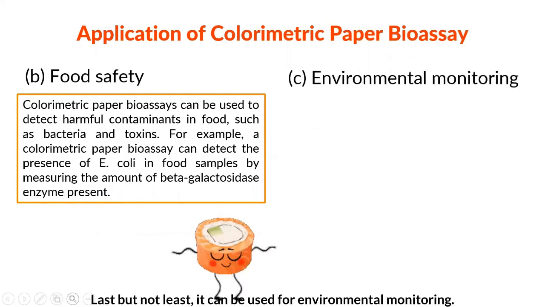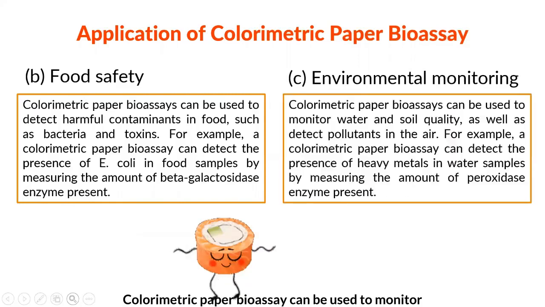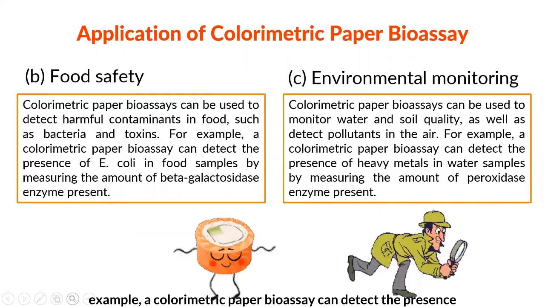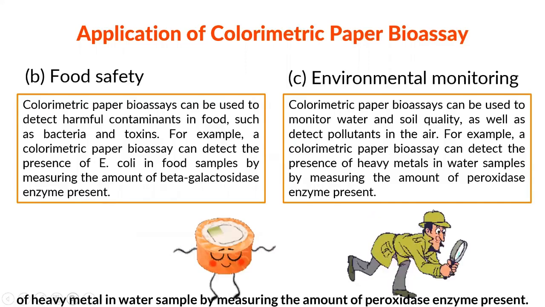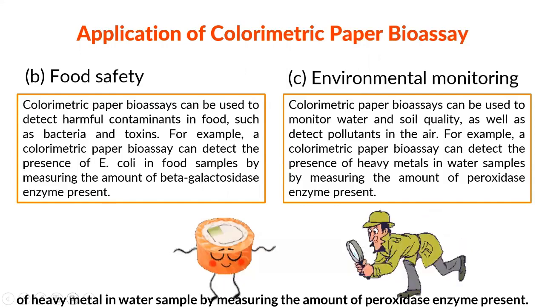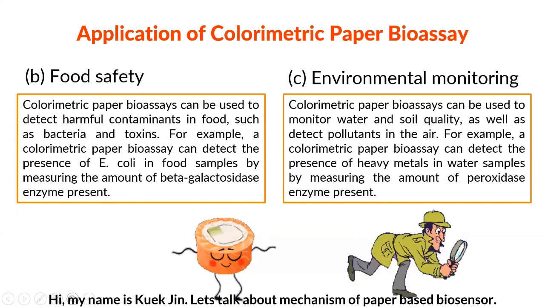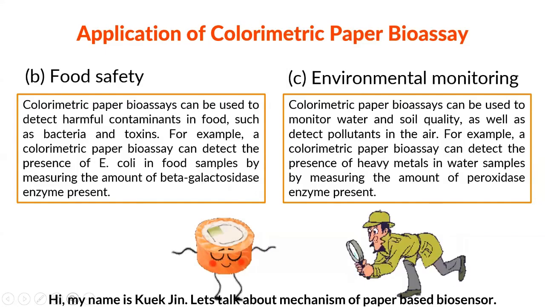Last but not least, it can be used for environmental monitoring. Colorimetric paper bioassay can be used to monitor water and soil quality as well as to detect pollutants in the air. For example, a colorimetric paper bioassay can detect the presence of heavy metals in a water sample by measuring the amount of peroxidase enzyme present.